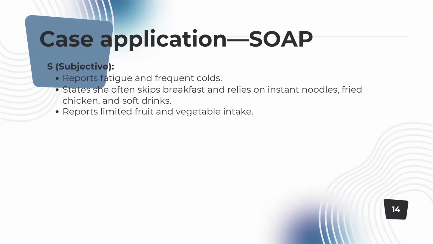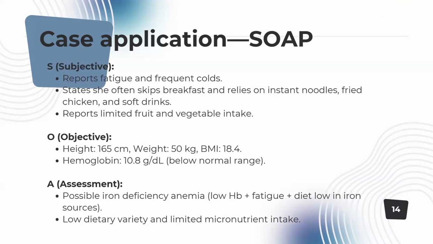So, looking at the SOAP notes in Sarah's case, the subjective information is what she has reported, because subjective again is patient-reported information. So, she reported fatigue and frequent colds. She often skips breakfast. She relies on instant noodles, fried chicken, and soft drinks. And she may have also reported limited fruit and vegetable intake. Objective information: height, weight, BMI, and hemoglobin, which is low. For females, it should be at least 12, 12.5 in some labs.